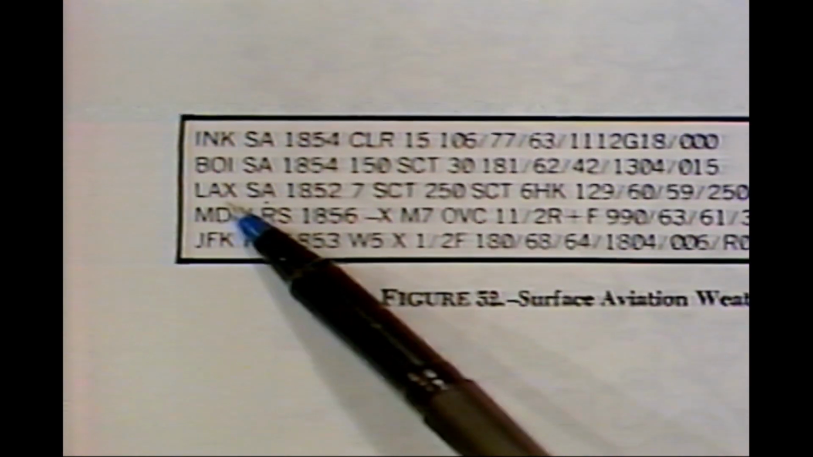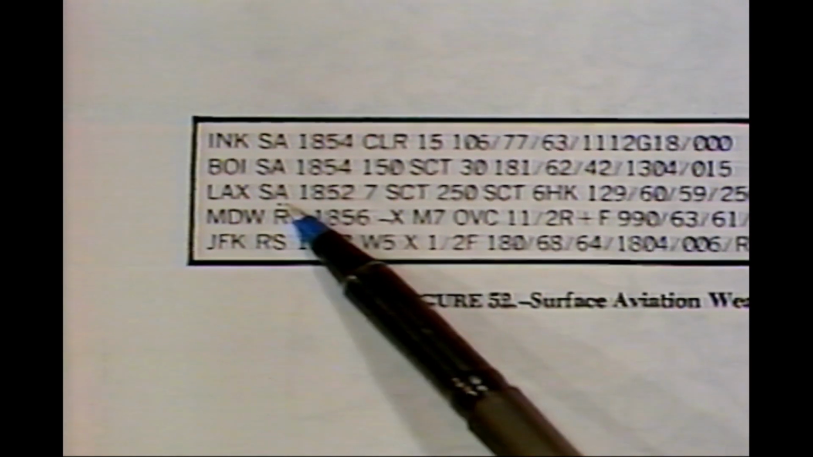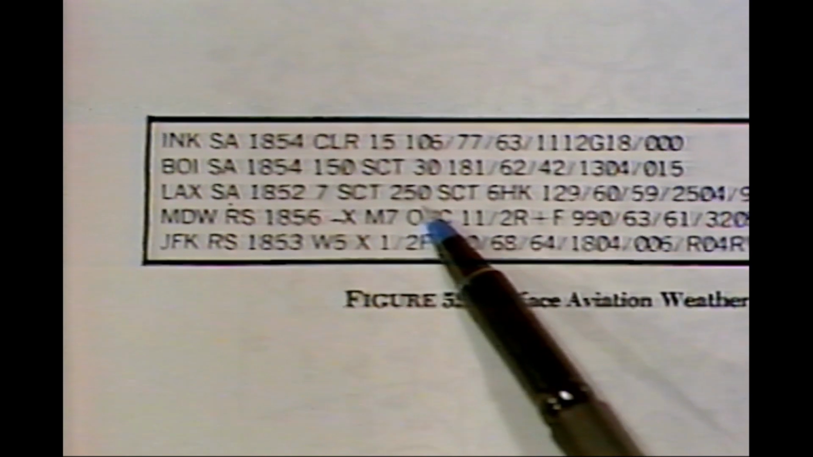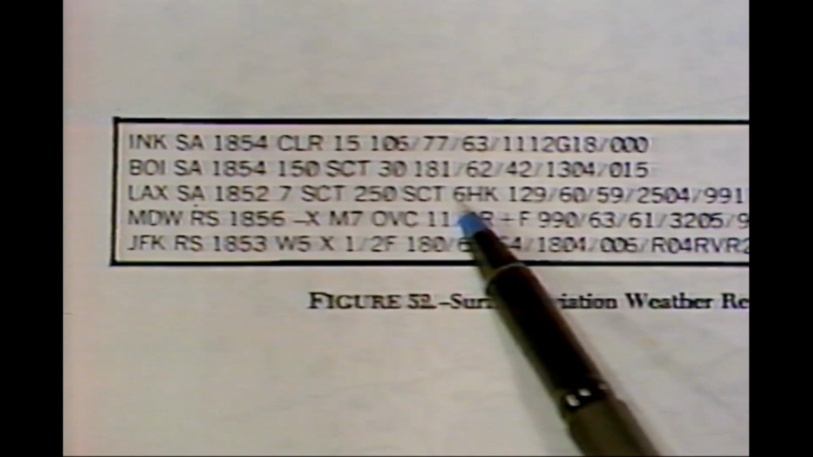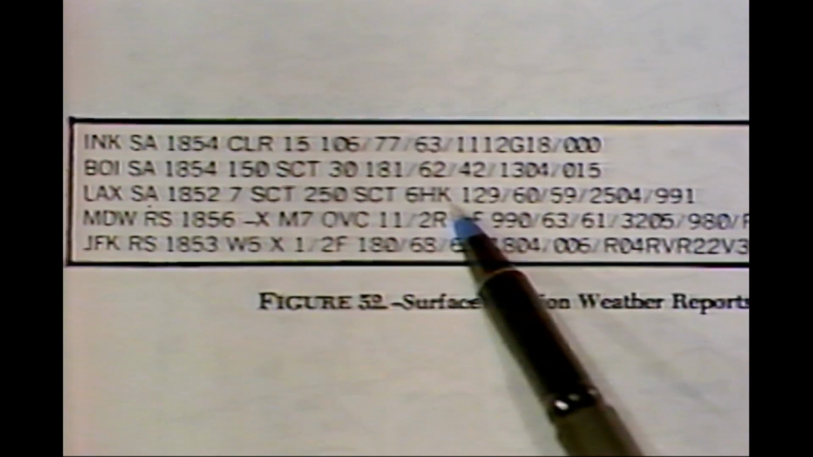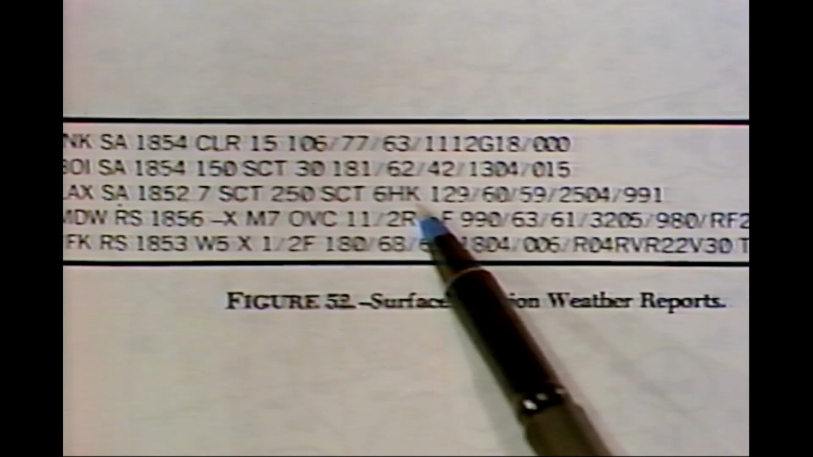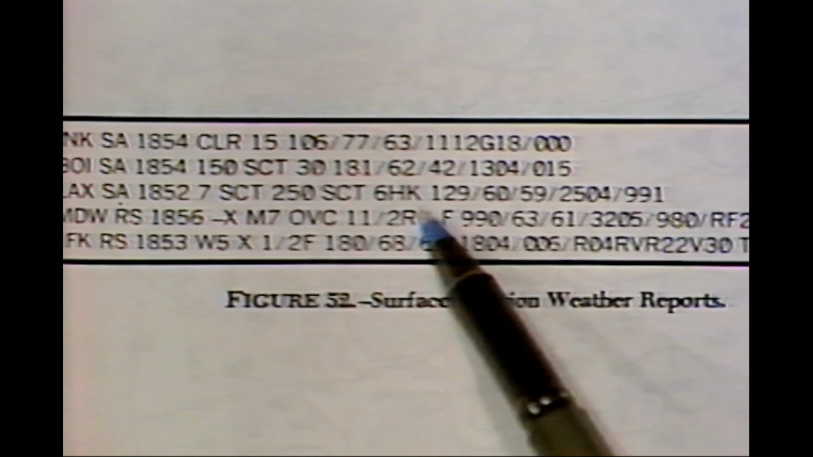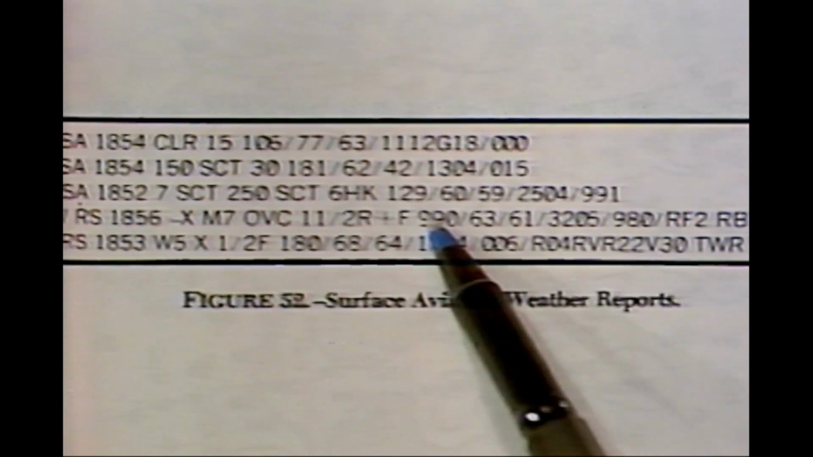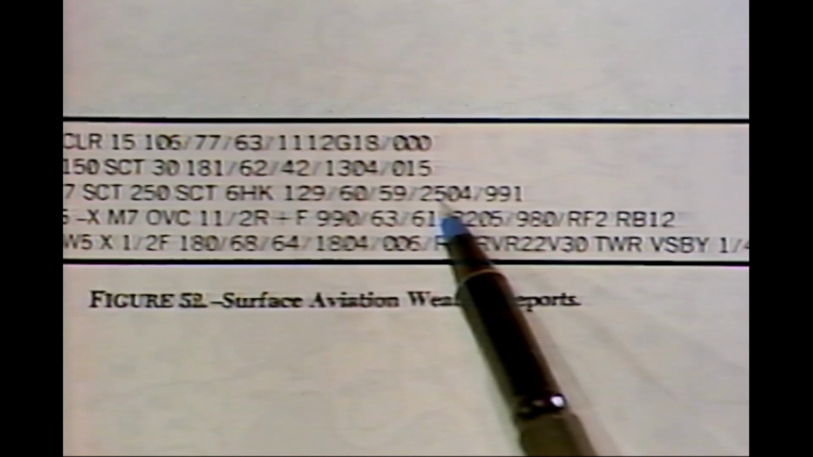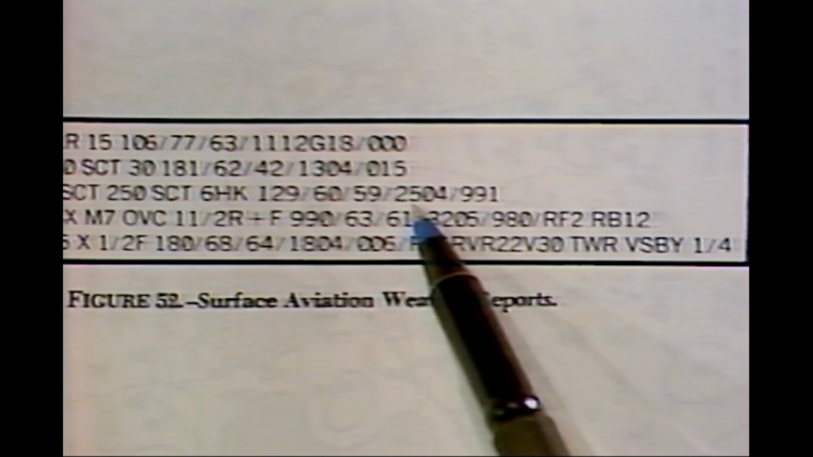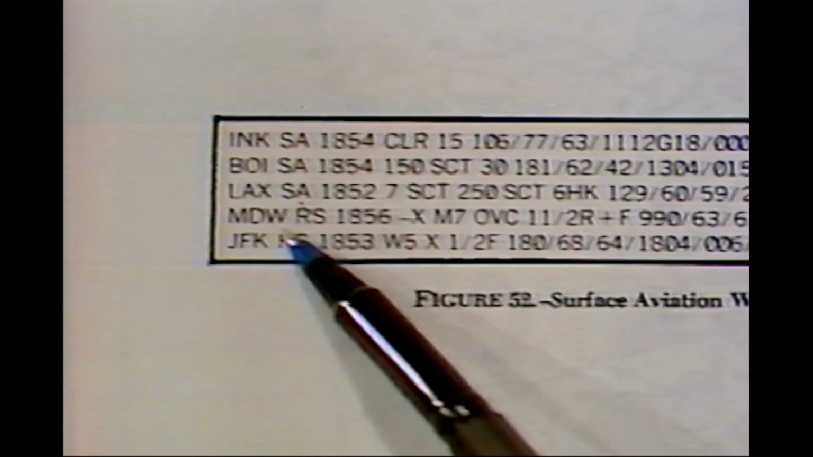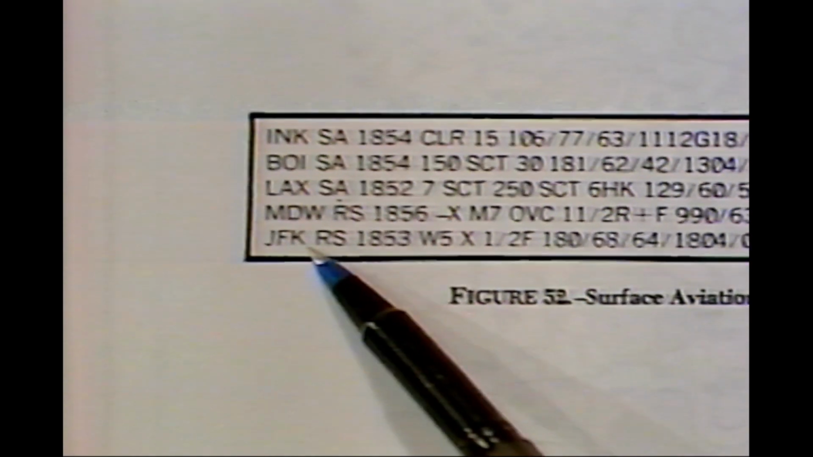Los Angeles International, LAX, again hourly record or hourly sequence, 1852, 700 feet scattered, 25,000 feet scattered, 6 miles, and you have haze, that's H, and smoke, that's K. S is not smoke, S is snow. So it's 6 miles due to haze and smoke, or what they call smog. Temperature is 60 degrees, dew point 59. The winds are from 250 at 4 knots, and the altimeter is 29.91. We've already talked about Midway, so we'll go down to JFK, which is Kennedy Airport in New York City.